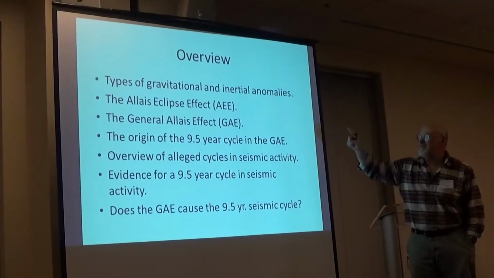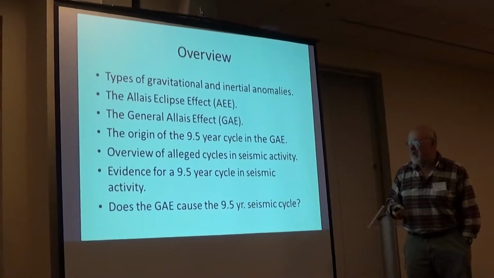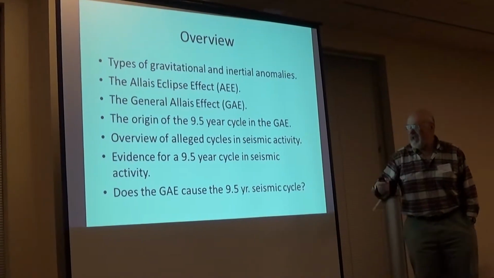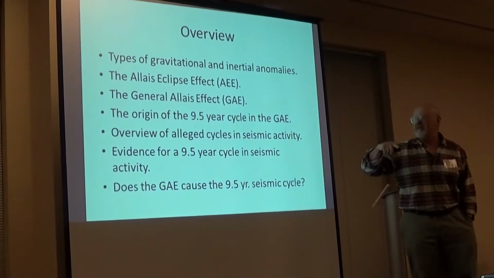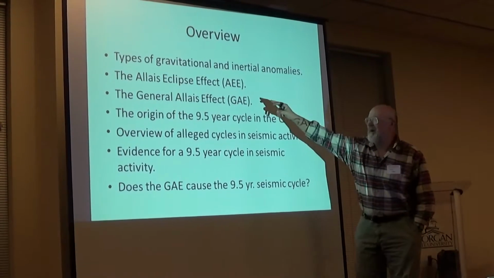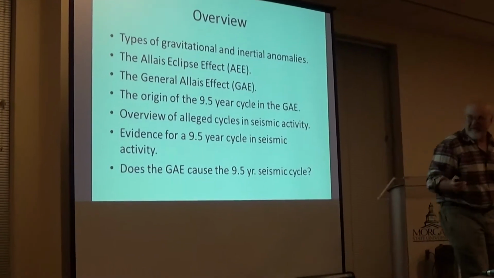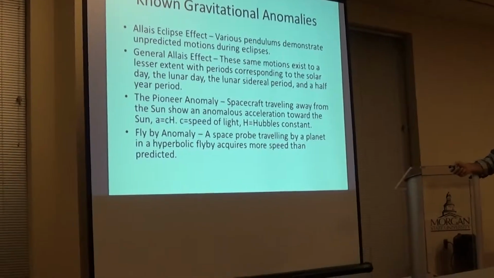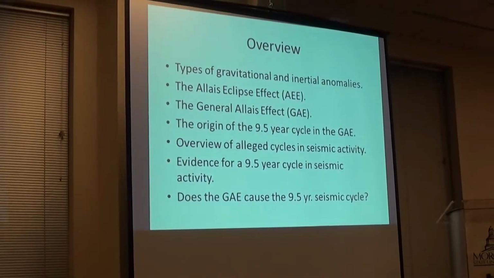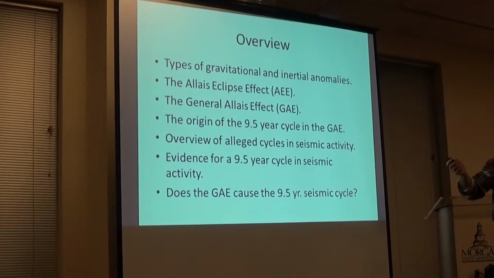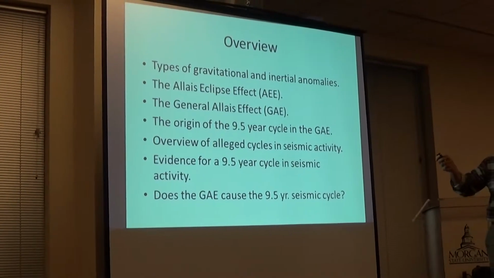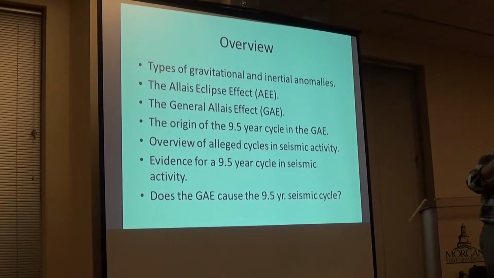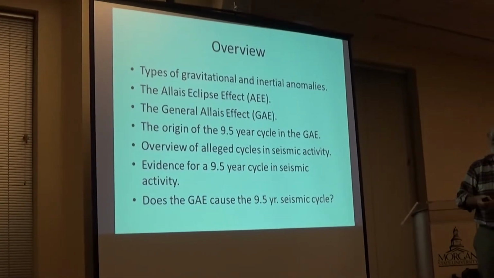There are different types of gravitational and inertial anomalies. Someone previously mentioned something about a pendulum. Oh, I have a cold pendulum. Back up. Okay, actually it was a paraconical pendulum that tended to precess anomalously during an eclipse.